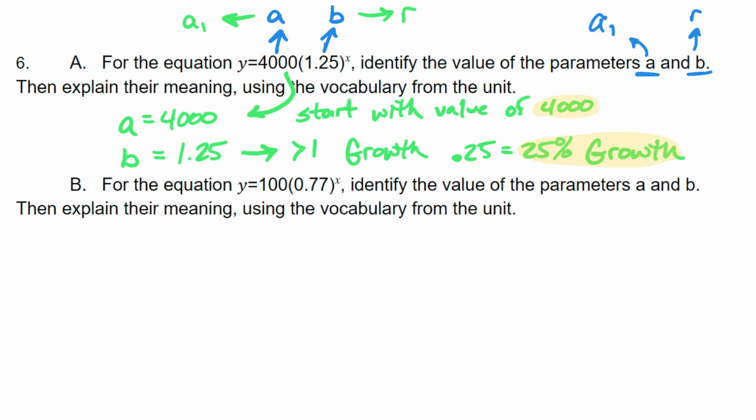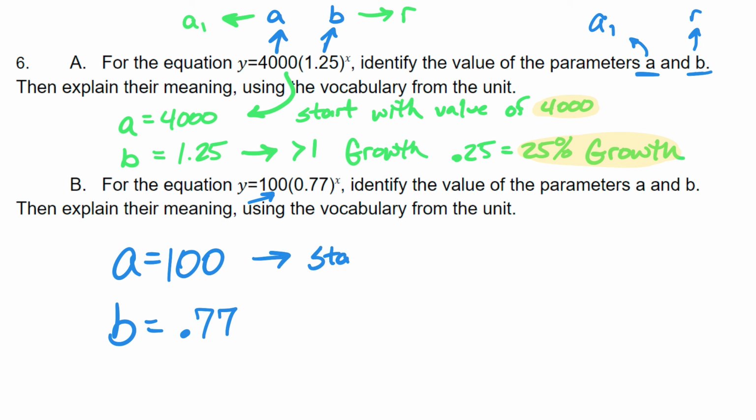All right, let's do the same thing with the second one. The A value is our value not attached to the exponent. So this is $100. It could be dollars, who knows. Our base value is 0.77. So this value is less than 1. Let's talk about this first of all. Whatever we're doing, we're starting at 100. I don't know if it's dollars, heart rate, whatever it is, it's starting at 100. Whatever it is has a rate of 0.77.